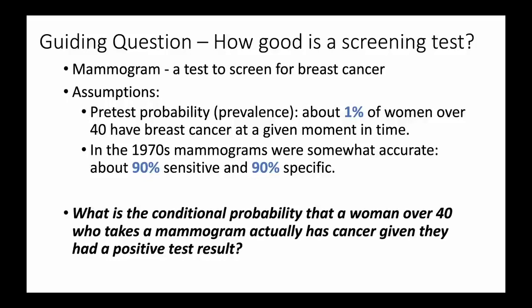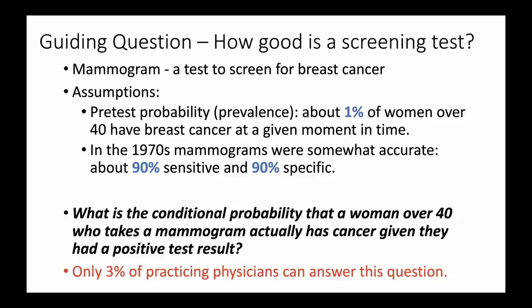Today we're going to look at conditional probability. What if a woman has a positive mammogram? That's a very disturbing possibility for women. What's the chance they actually have cancer? Analyzing this, only 3% of practicing physicians could answer this correctly. And quite often they missed spectacularly, way off base. It's because the concepts are hard to grasp. They're abstract.